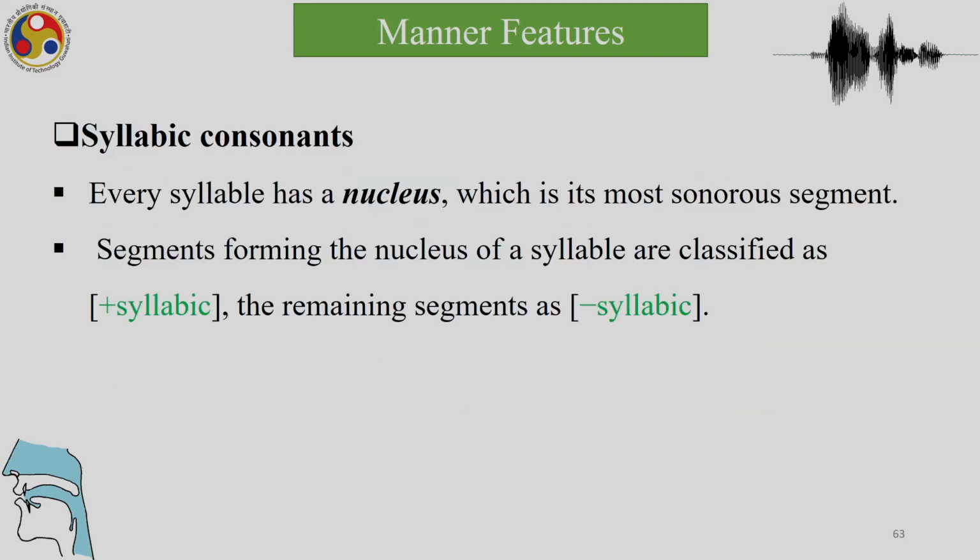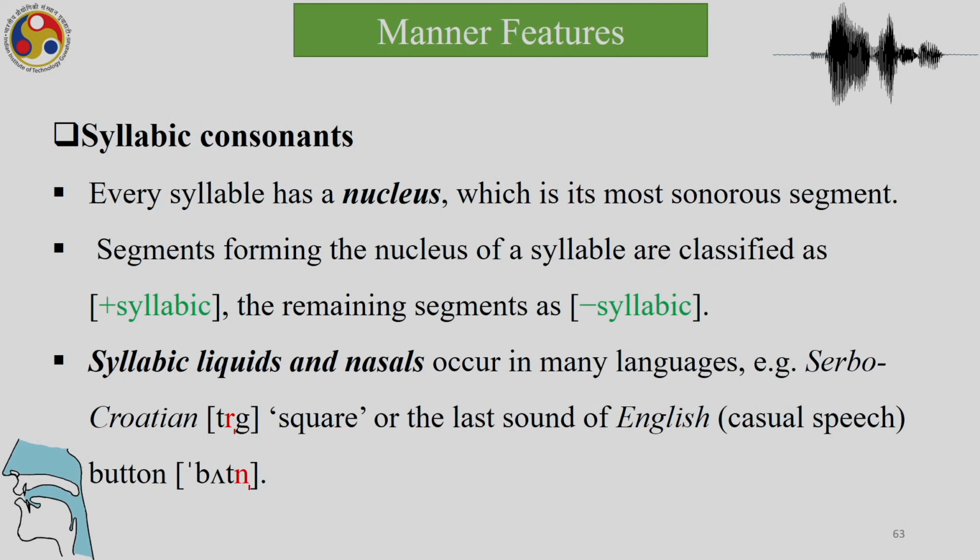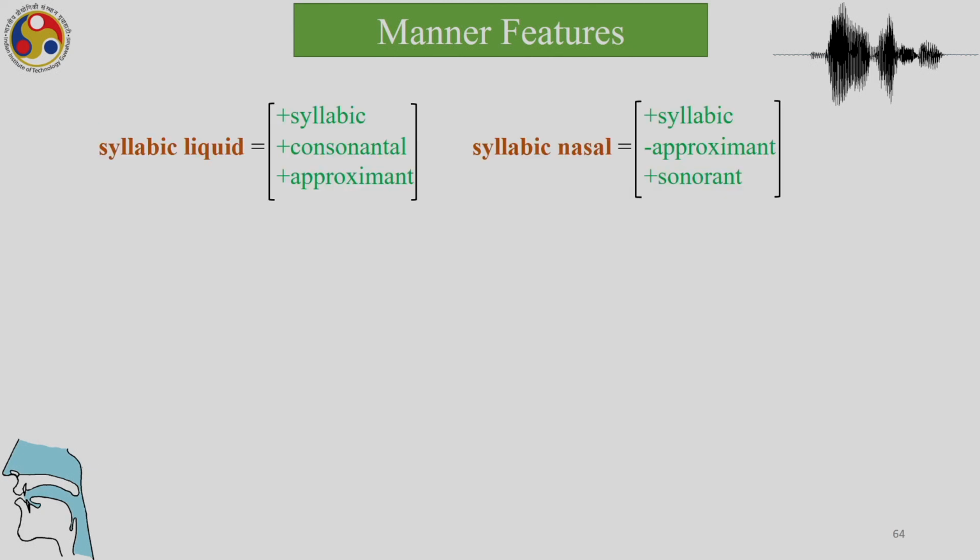Syllabic consonants: every syllable has a nucleus which is its most sonorous segment. Segments forming the nucleus of a syllable are classified as plus syllabic, the remaining segments are minus syllabic. And syllabic liquids and nasals occur in many languages, for example Serbo-Croatian, trg or square, or the last sound of English button. So here consonants like syllabic liquids and nasals are the nucleus of a syllable. So syllabic liquids, even though they are liquids and consonants, will have the feature of being plus syllabic.